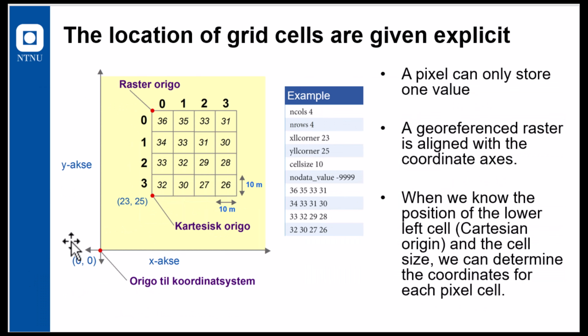Now to summarize, the location of grid cells is given explicitly, and this is needed because a pixel can only store one value. A georeferenced raster is aligned with the coordinate axes, and when we know the position of the lower left cell, the Cartesian origin, and the cell size, we can determine the coordinates for each pixel.